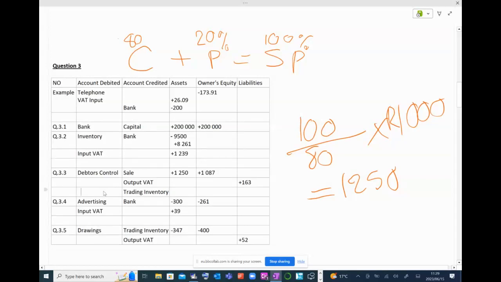Okay, and cost of sales is an expense. And what are we doing there? When we incur an expense, we know that we debit it. And here they told us the cost was 1,000. So assets is decreasing by 1,000 for trading inventory. Cost of sales is going to negatively affect owner's equity. There we go. Now that transaction is done.